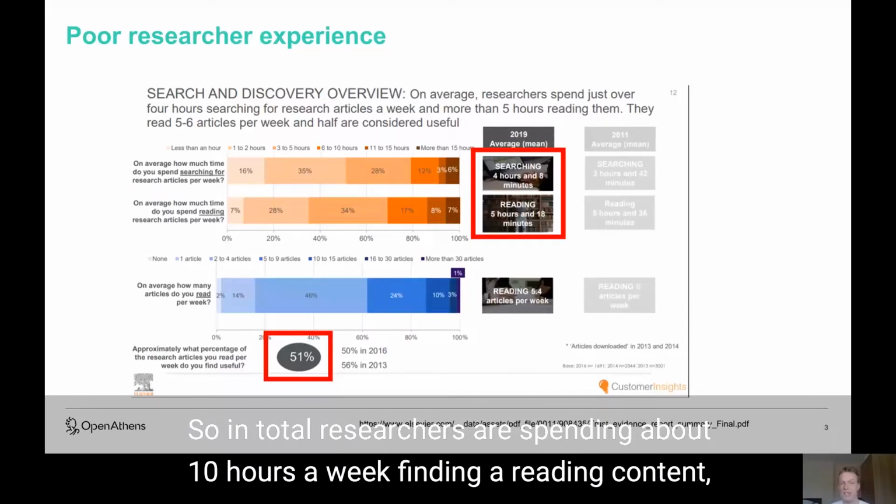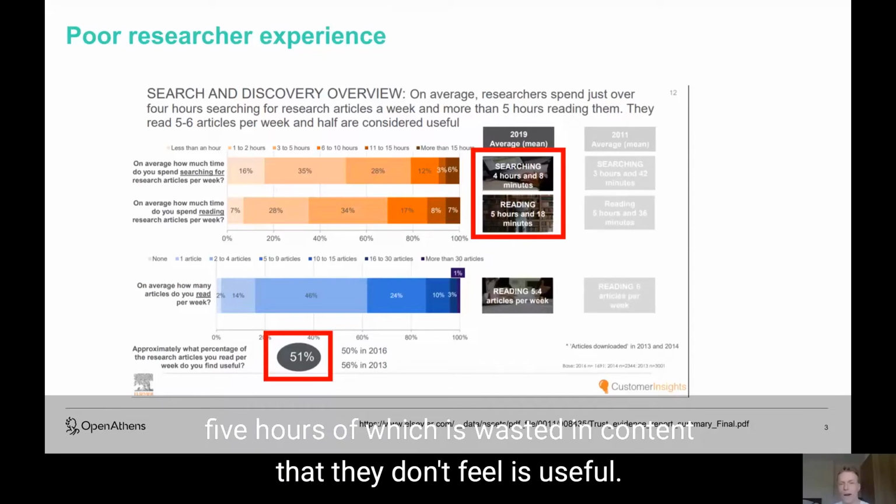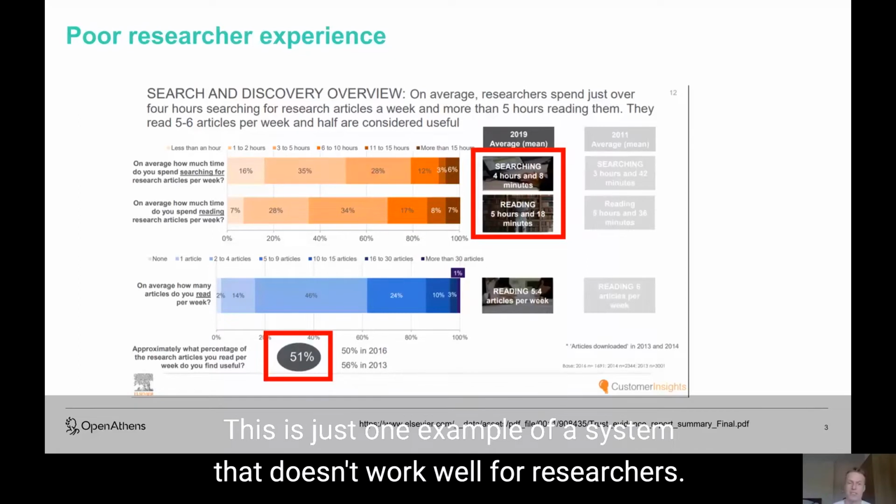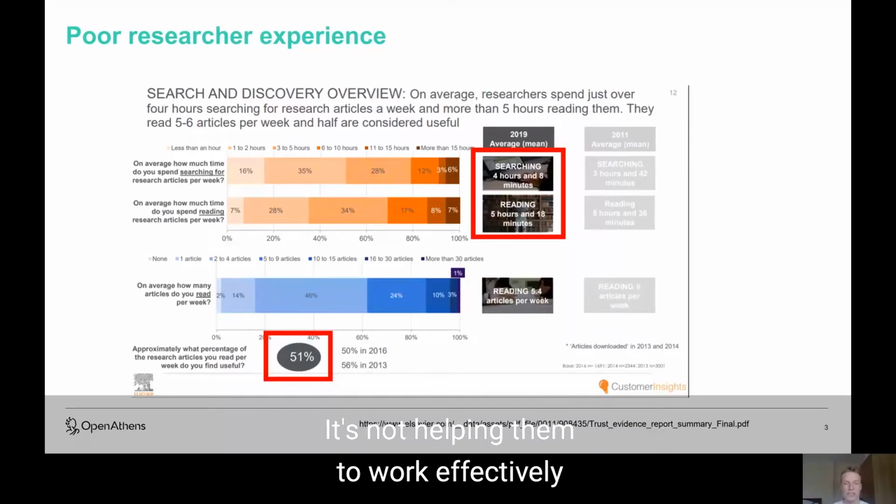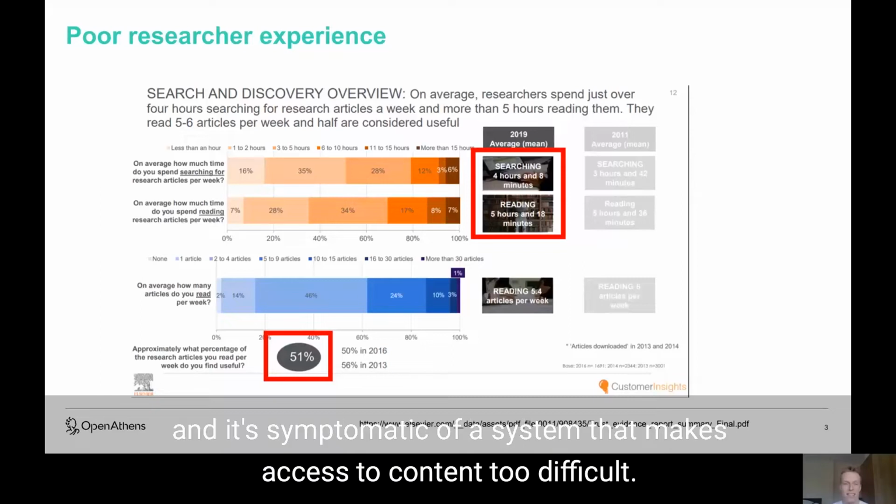So in total, researchers are spending about 10 hours a week finding and reading content, 5 hours of which is wasted on content that they don't feel is useful. This is just one example of a system that doesn't work well for researchers. It's not helping them to work effectively, and it's symptomatic of a system that makes access to content too difficult.